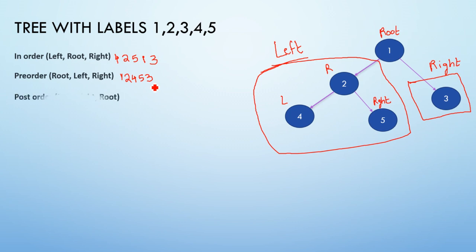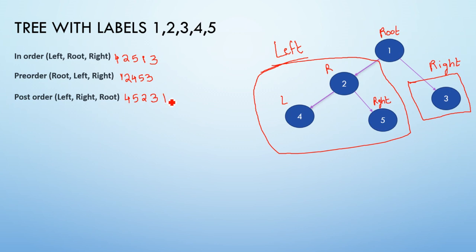Now next we see the post-order. In post-order, first we have to travel to the left child, followed by the right child, and then finally the root. So in this case, 4, then we go to the right child, that is 5, then we go to the root, that is 2. Now we have completed the leftmost part. Now we have to go to the right child. So right is 3 and finally we go to the root.